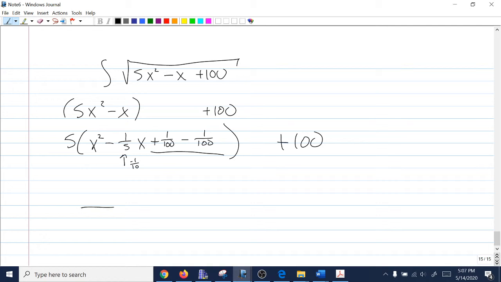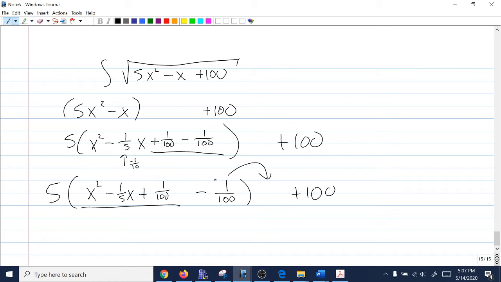Now, these three things I like being there: x squared minus 1/5 x plus 1/100. That's a perfect square. What are you doing here? Get out of here. When I pull this out of the parenthesis, the thing I gotta keep track of is it's getting hit by the 5 on the way out. Like I'm distributing the 5, basically, only into this part. I get 5, x squared minus 1/5 x plus 1/100, minus 5 over 100, which is 1 over 20, plus 100.